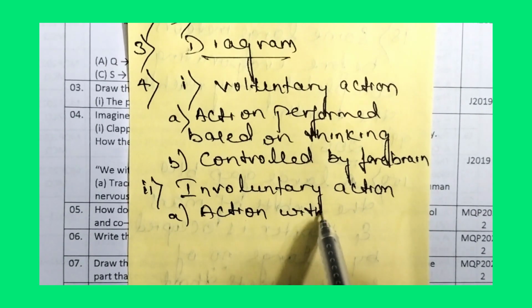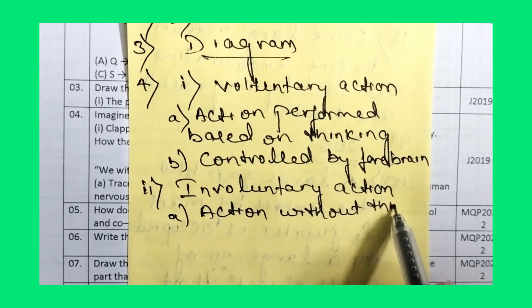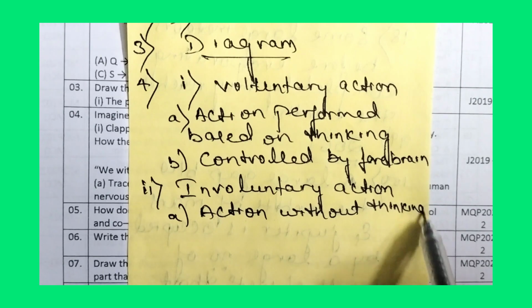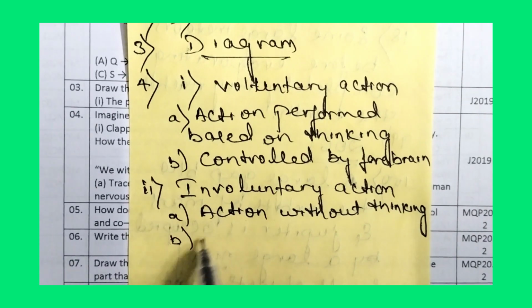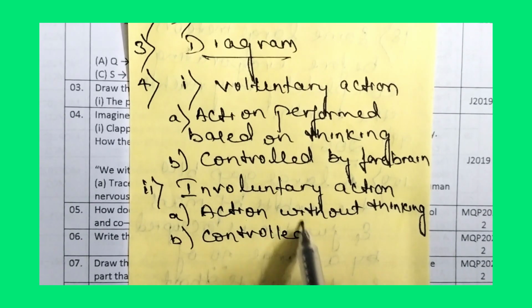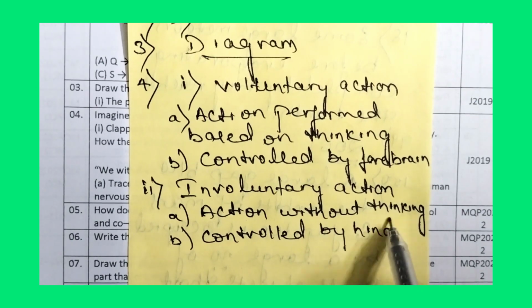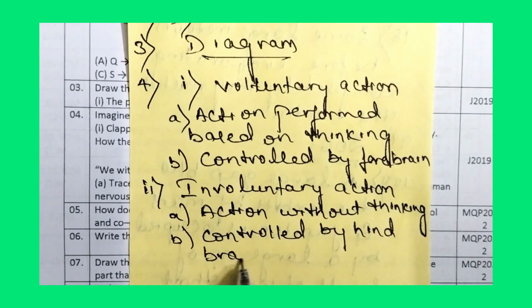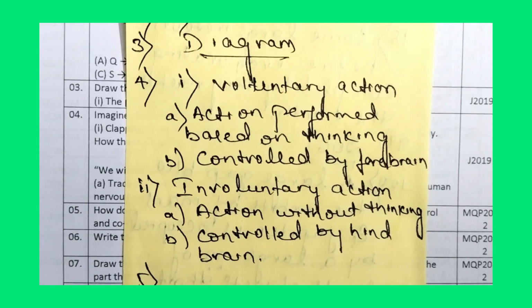Without thinking it happens. First one. Second one, this involuntary action is controlled by the hind brain. So the hind brain will control this one. So this is the answer you have to write for this question.